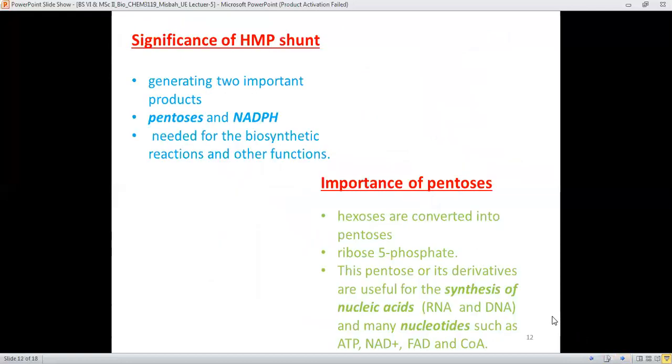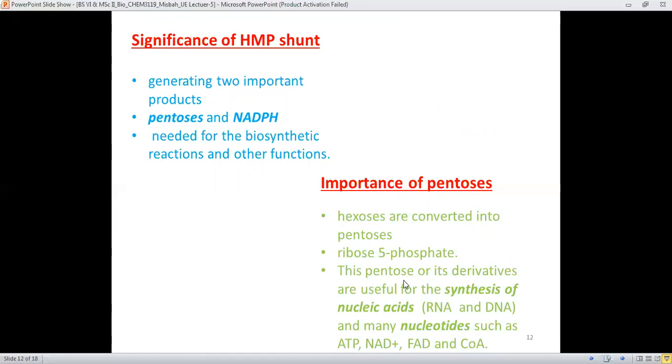Next is what's the significance of the HMP shunt? Its significance lies mainly in generation of two important products. One is pentoses and the other is NADPH, which are needed for the biosynthetic reactions and in the biosynthesis of many metabolites. And the importance of pentoses lies in that hexoses are in fact converted into pentoses, mainly ribose 5-phosphate.